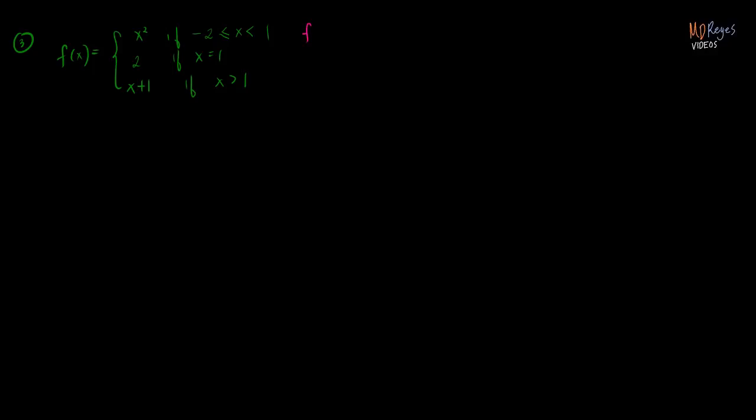One is x squared, so f of x is equal to x squared if x is less than 1 but greater than or equal to negative 2. I'll call this function a, and it's equal to a constant 2 if x is exactly 1. I'll call this function b, and then it's equal to x plus 1 if x is greater than 1. I'll call this function c.